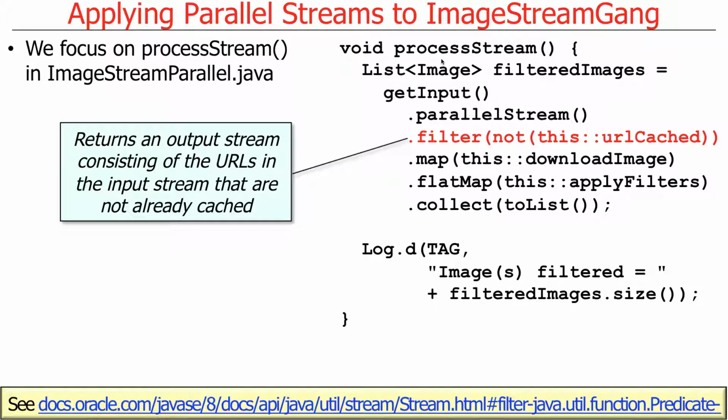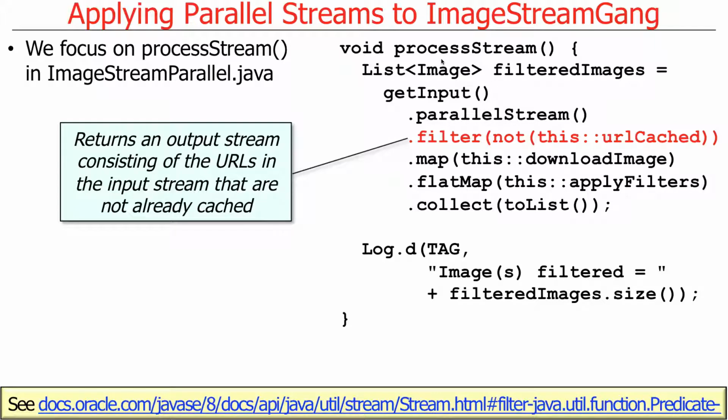And what that basically does is that it's going to go, for every item, every URL on the stream, and call this function. And that function is going to check to see whether that element, that URL, has already been downloaded and has been cached. So if it has already been cached, we want to ignore it. So we're going to filter anything that's not cached. What that means is if it hasn't been cached, we're going to let it through. If it has been cached, we're going to ignore it.